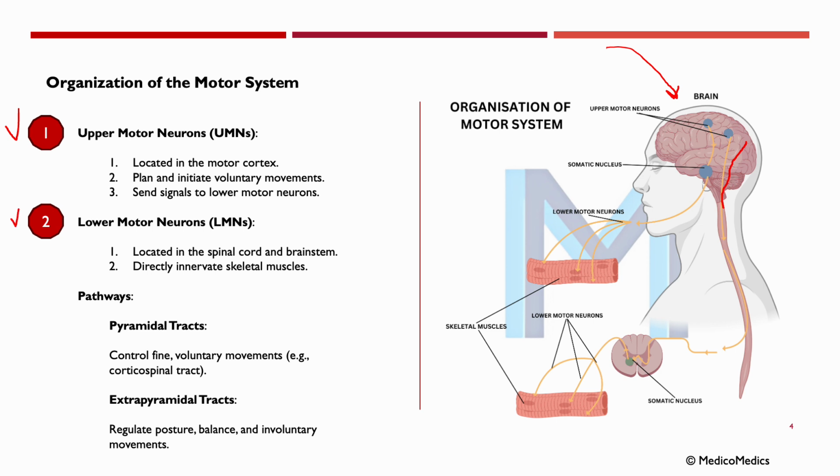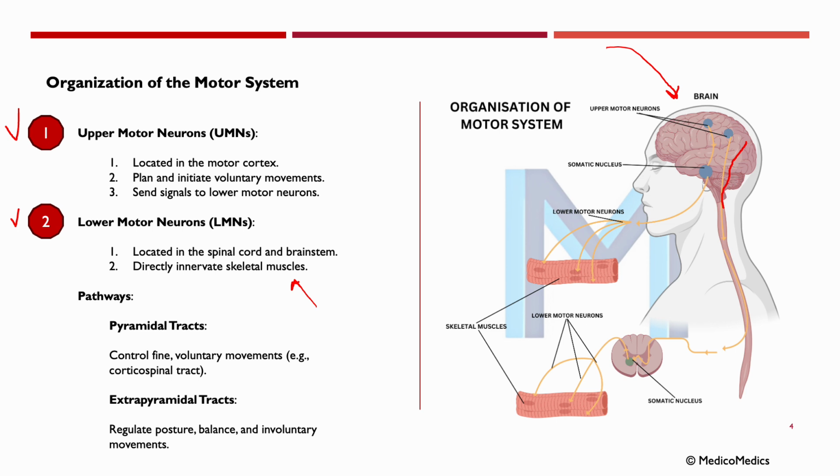Next, we have the lower motor neurons. These are found in the anterior horn of the spinal cord and the cranial nerve motor nuclei in the brainstem. Now, they are the final messengers, so they directly innervate skeletal muscles, causing them to contract.